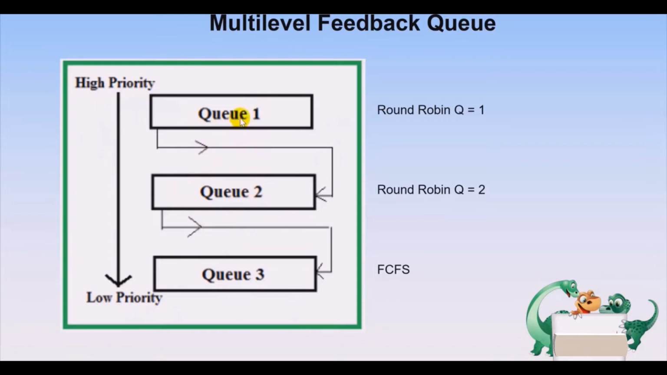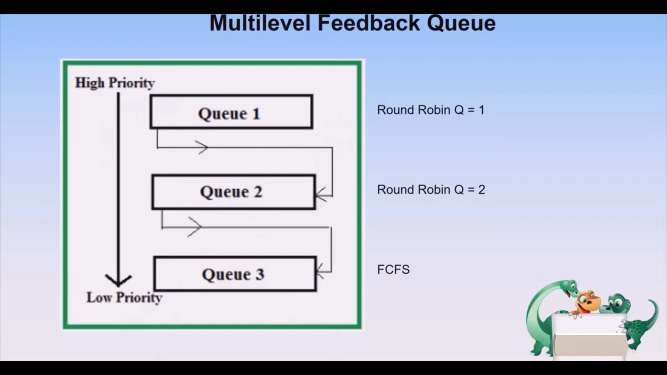If a process is not able to finish on Q1, it will move to Q2, and from Q2 it will move to Q3. So in the general case, if a process does not complete in a time quantum, then it is shifted to a lower priority queue. In the last queue, processes are scheduled in a first come, first serve manner.